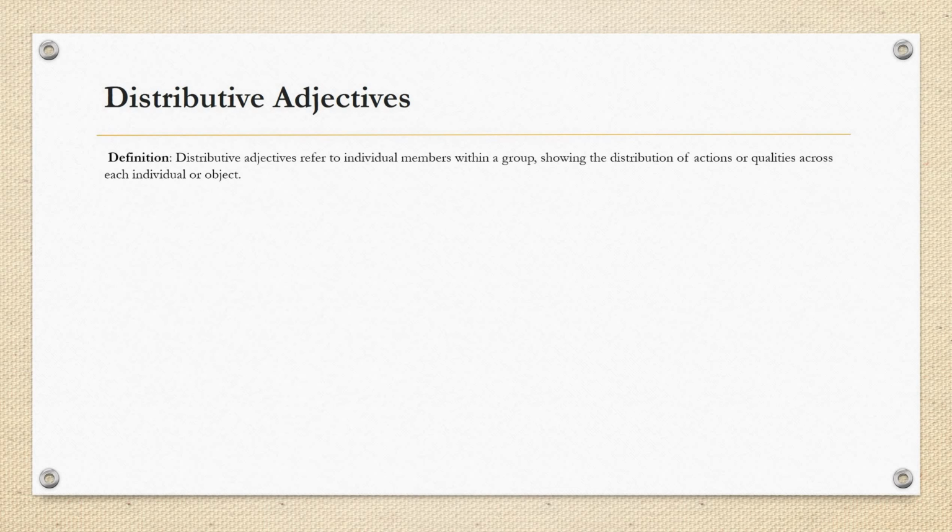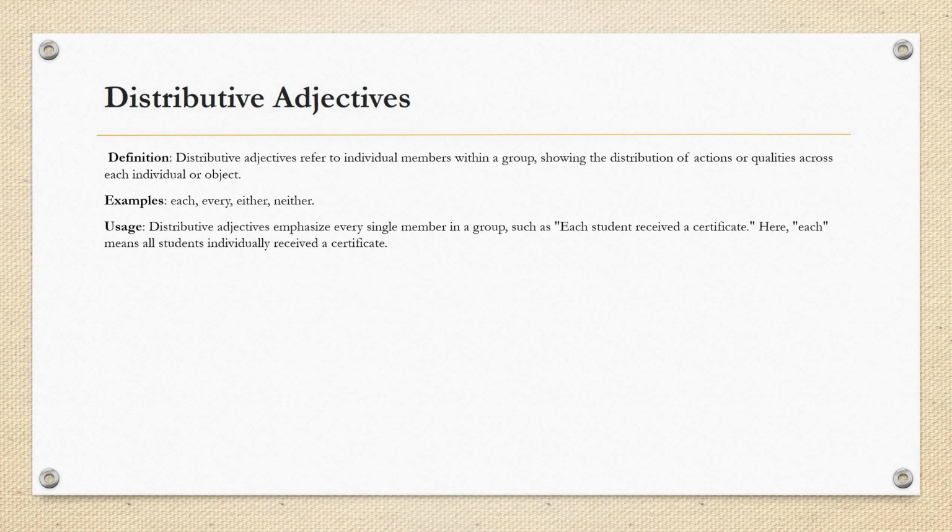Distributive adjective. Distributive adjectives refer to individual members within a group, showing the distribution of action or qualities across each individual or object. Example: each, every, either, neither. Usage: distributive adjectives emphasize every single member in a group, such as "Each student received a certificate." Here, "each" means all students individually received a certificate. Distributive adjectives help indicate inclusivity or exclusivity within a group.